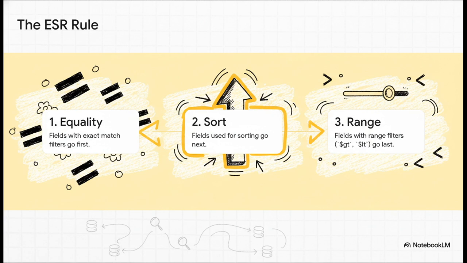For the index to work properly, you have to follow this exact order. First, you put the fields that you're using for an equality match. Next, you put the field you're using for sorting. And finally, last, come any fields used in a range query.